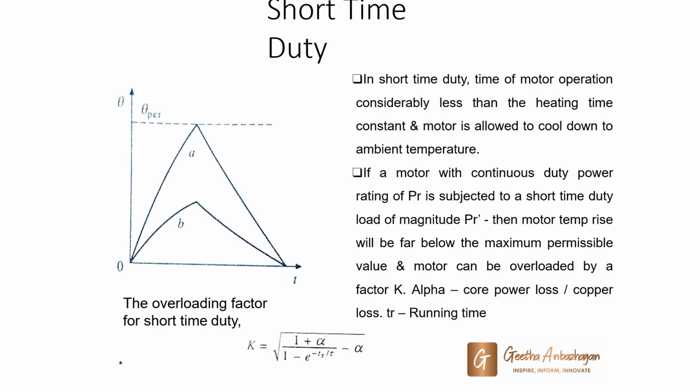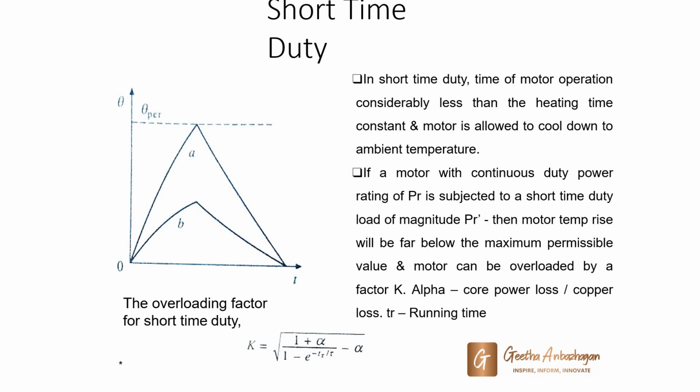Next we have short time duty. In short time duty, time of motor operation is considerably less than the heating time constant, and the motor is allowed to cool down to ambient temperature before it is required to operate again. A motor with continuous duty power rating can be overloaded by a factor K greater than 1, such that the power rating becomes K into PR and the maximum temperature rise reaches the permissible value theta.